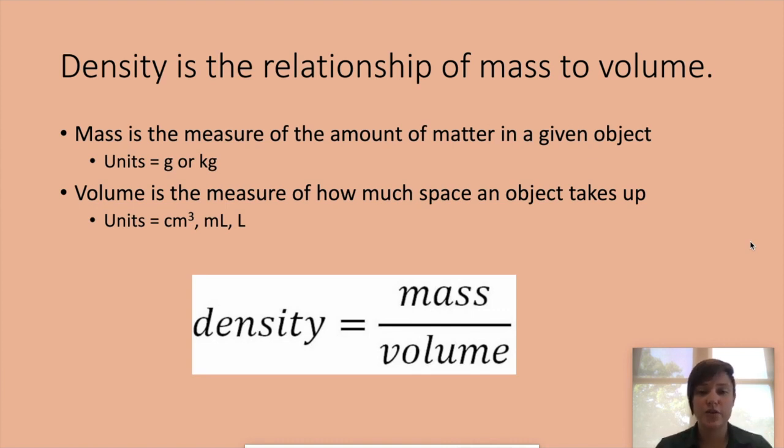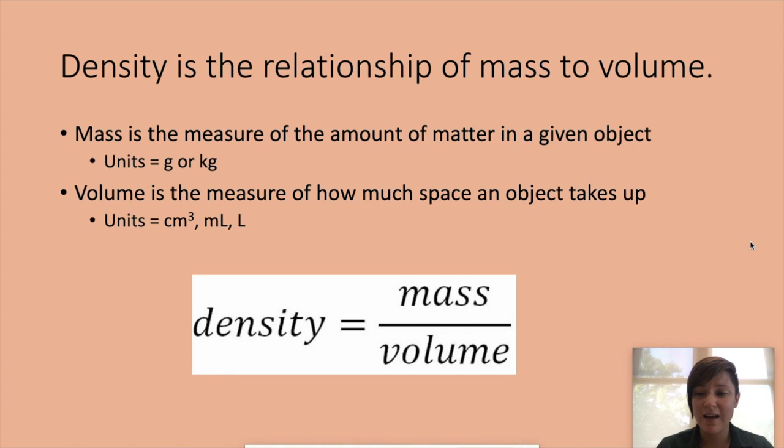Volume is the measure of how much space an object takes up. So, some of those common units that you'll see is centimeters cubed. Centimeters cubed is actually the metric unit for it. However, milliliters and liters are very commonly used, especially when talking about liquids.